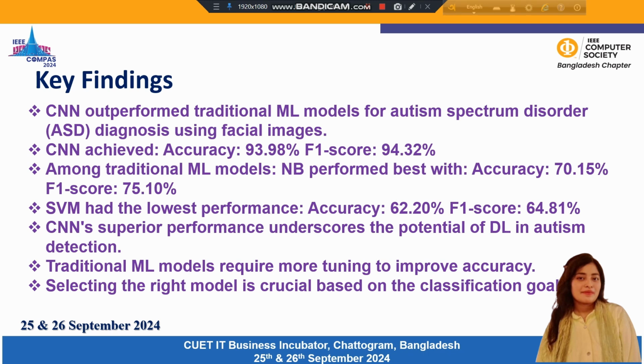The CNN's superior performance underscores the potential of deep learning in autism detection, while the traditional machine learning models require more tuning to improve accuracy. Selecting the right model is crucial based on the classification goals.